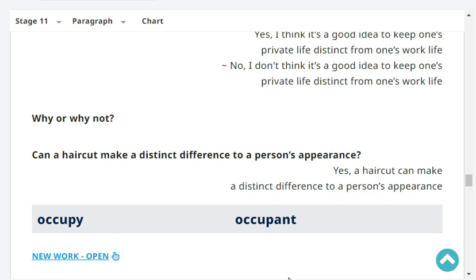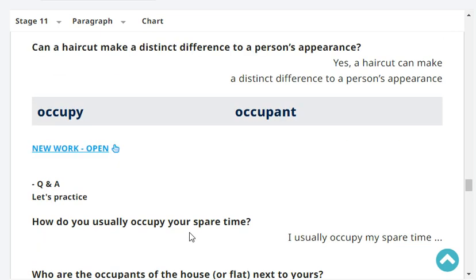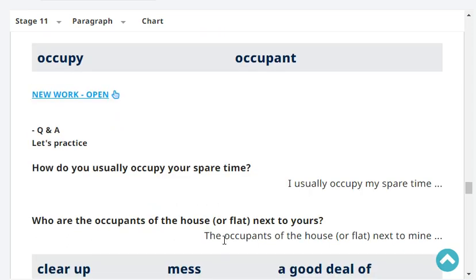Okay, very good. Can a haircut make a distinct difference to a person's appearance? Yes, a haircut can make a distinct difference to a person's appearance. Very good. How do you usually occupy your spare time? I usually occupy my spare time by various activities. Very good.